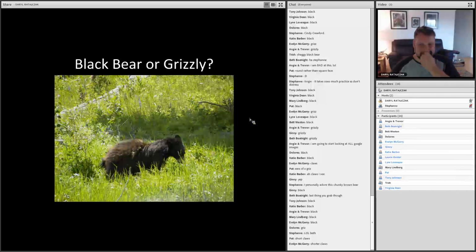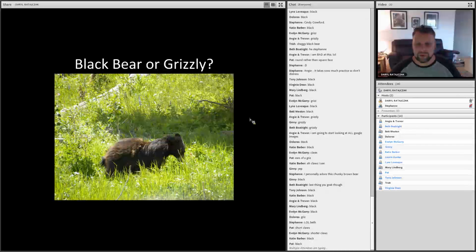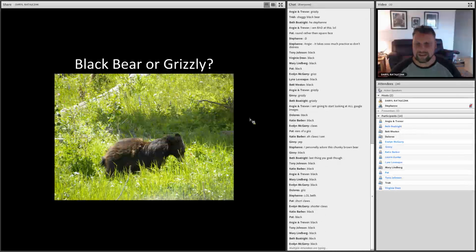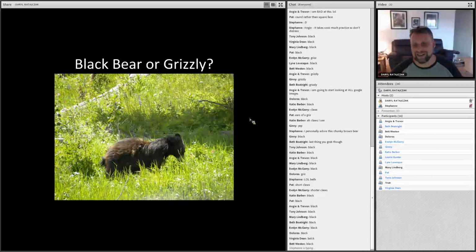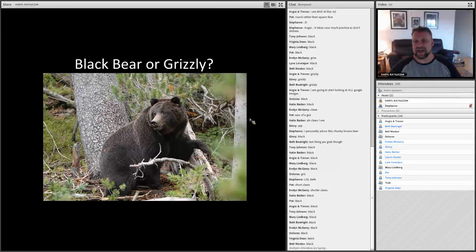What about this one? Can't really see too much of the face. Can see some of the fur. What would you call this? Yeah, this is definitely a black bear. There's no shoulder hump whatsoever. In fact, it looks like it dents inward. But this is just a young grizzly fur-colored black bear. What about this guy?